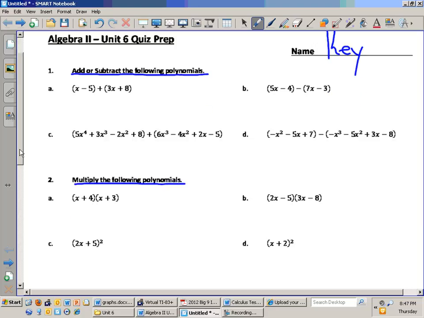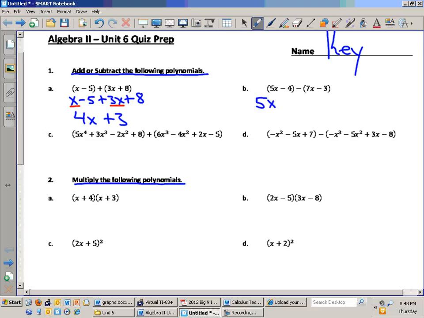When we are adding polynomials, we can remove the parentheses right away: x minus 5 plus 3x plus 8. And we can simply combine like terms. As you can see, I have my x's that can combine together. So in this situation, I have 4x and I have plus 3. I'm done. If you have subtraction, you must distribute the subtraction sign through.